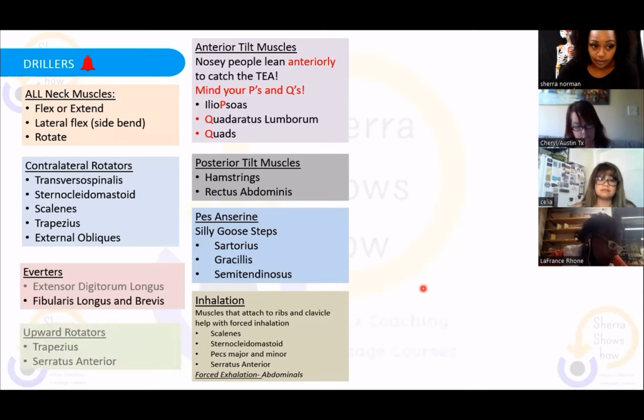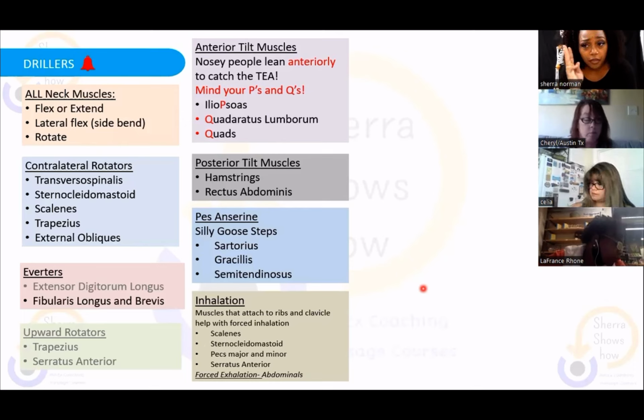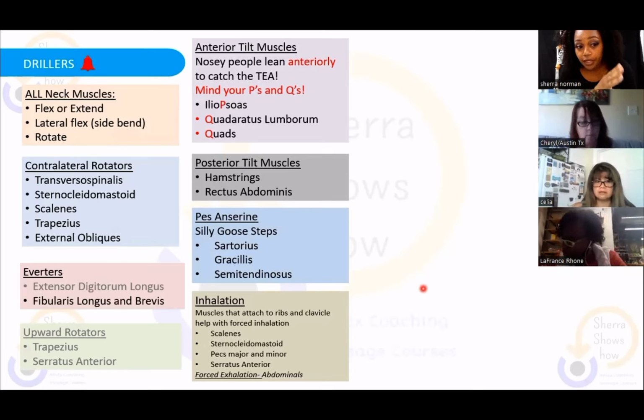Okay? The last two test points are not super duper important to the MBLEX, in my opinion. That's why they're gray. But the everters of the foot, when we talk about the compartments of the legs, the tibialis, the hallucis, all these muscles invert or evert. Just remember the three that evert, all the rest invert, okay? That's why I've added it as a driller. My three everters are extensor digitorum longus and fibularis longus and brevis.